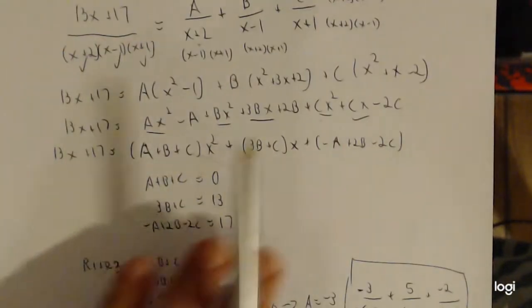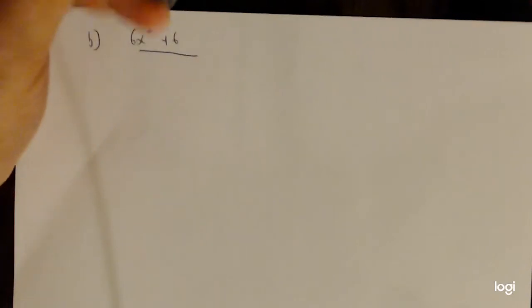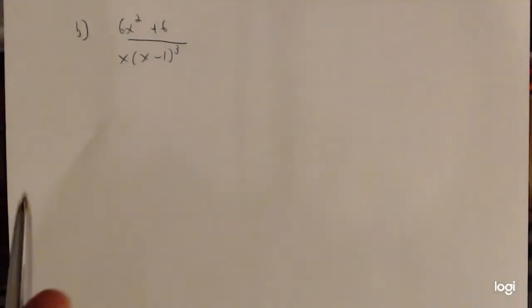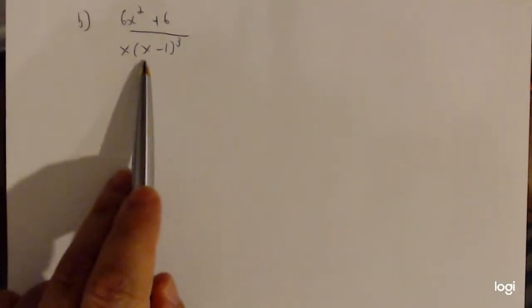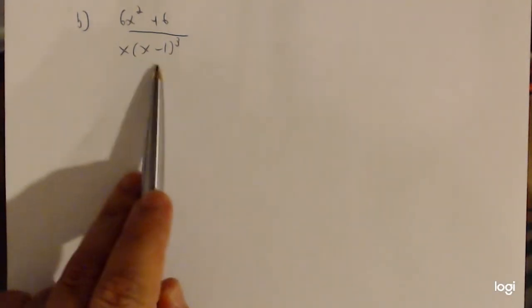Okay, so with that said, let's look at the second example, which is just part B of example 1. So let's find the partial fraction decomposition of something like this, which is 6x squared plus 6 over x times x minus 1 cubed. Now if you look at this, what do you notice? This is already completely factored for us, which is good, so we don't have to factor it. So we can go ahead and start breaking this up.